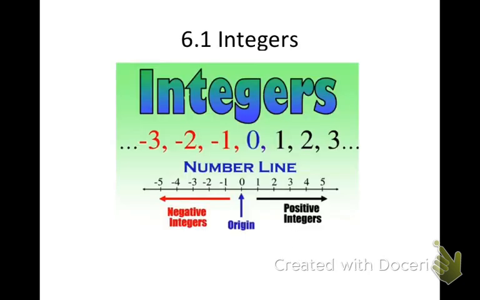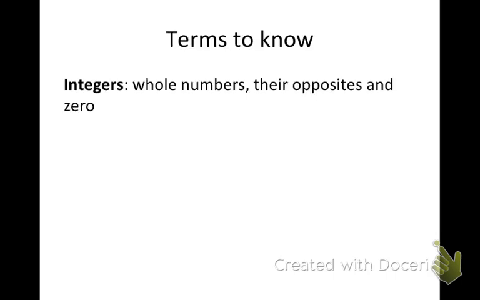So 6.1, write this in your notes. So 6.1 looks at integers. So just write down the title. So what are integers? So terms that we need to know for this chapter. So integers are whole numbers, their opposites, and zero. You're writing this down in your notebook.